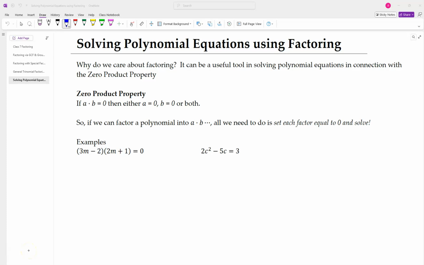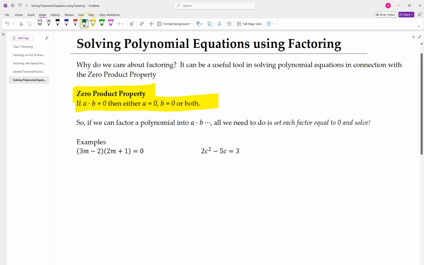Time to put our factoring skills to use as we solve polynomial equations. Biggest thing as we look forward to solving equations here, we are going to need to factor. Sorry, spoiler. But also we want to make sure that we use the zero product property. And I can't emphasize this enough.